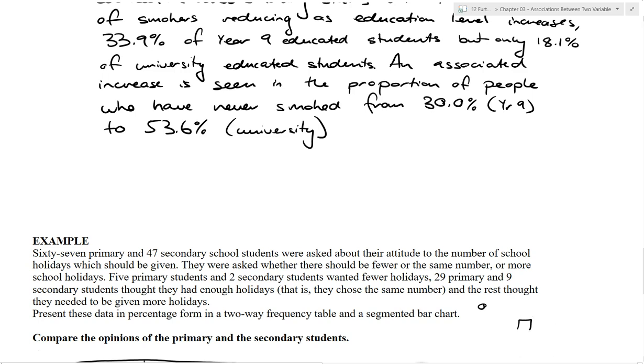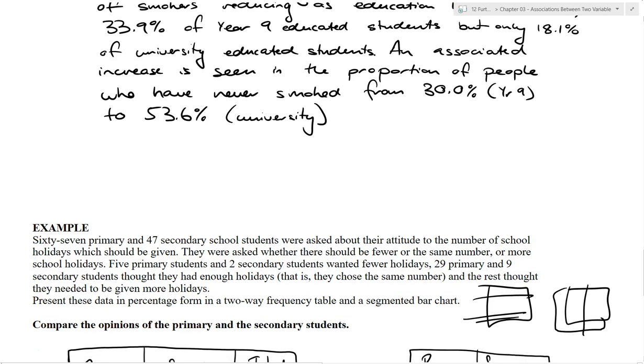Okay, so first things first, do a two-way frequency table just to get your information sorted. Then do a two-way percentage frequency table. Then do a stacked bar chart, one for each of primary and secondary. Pause the video, see how you go. Do it in pencil, just in case you make a mistake. And then when you're done, unpause it and come back and see how I did it.